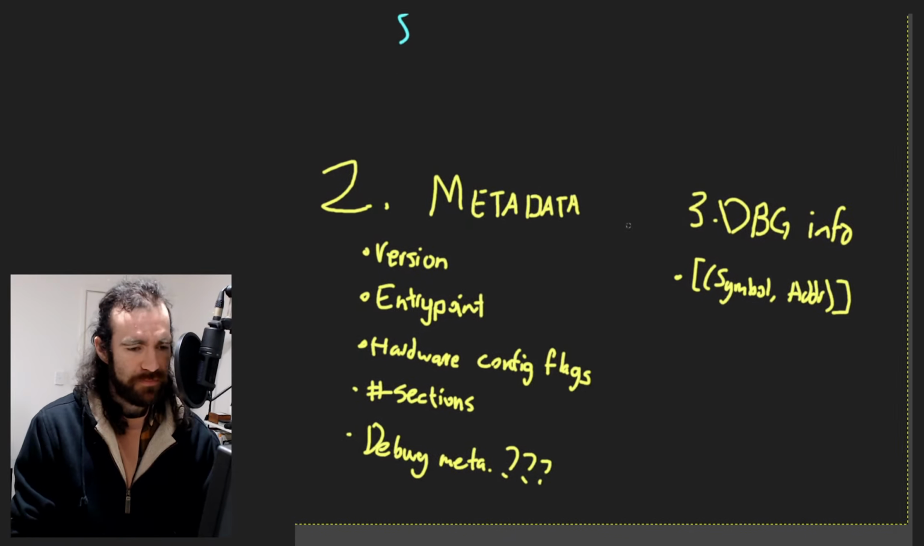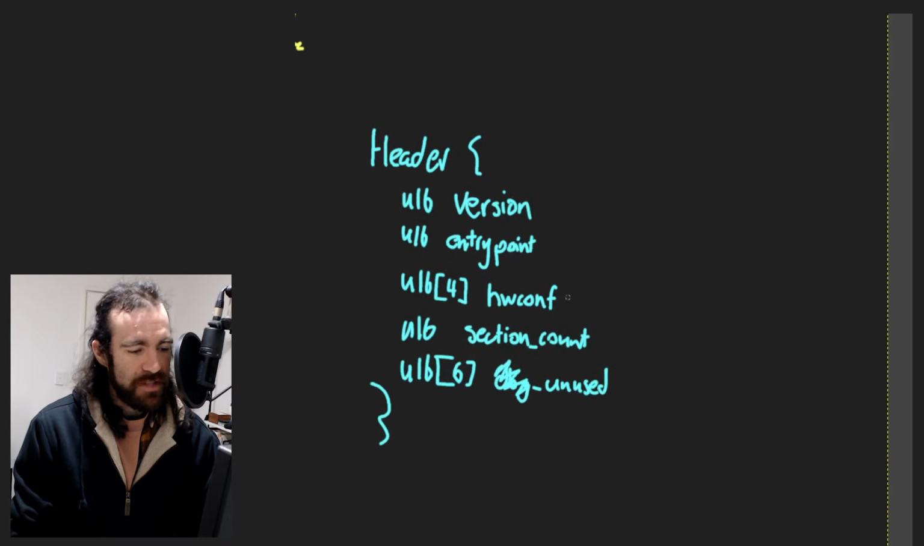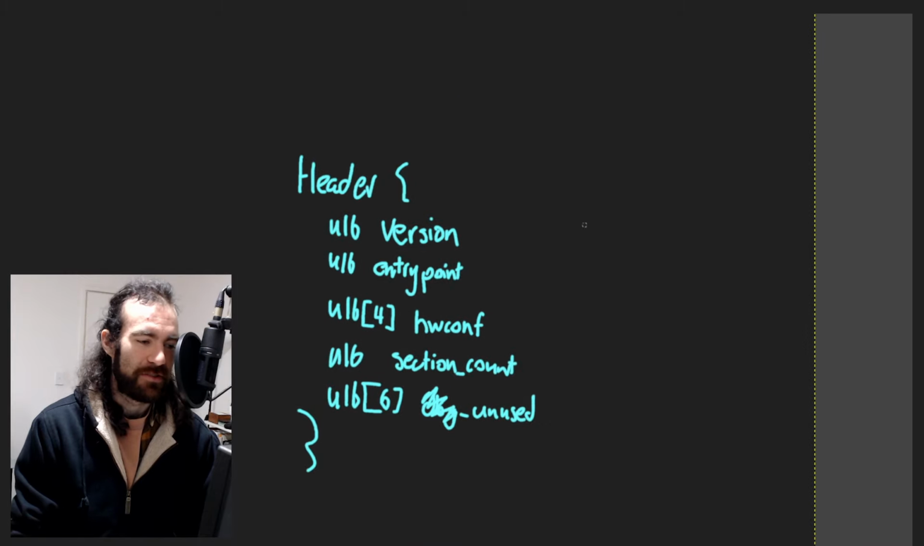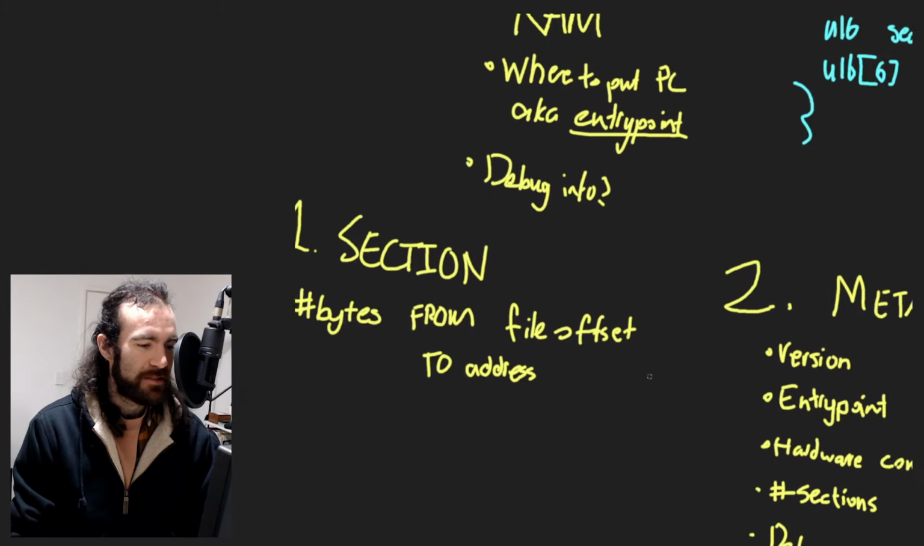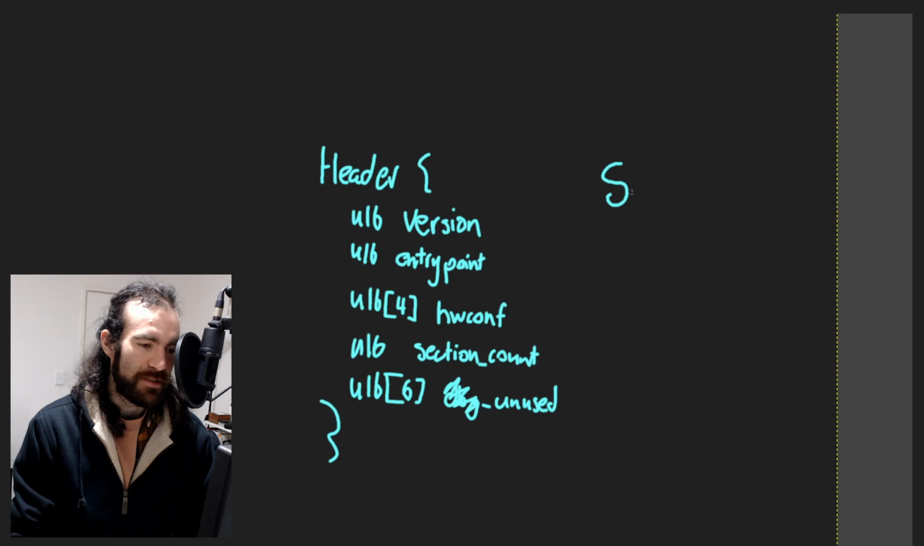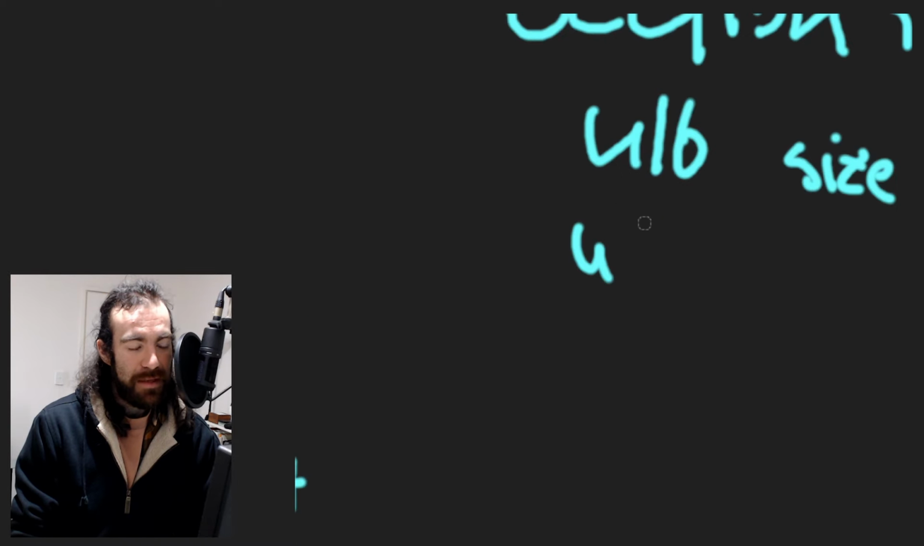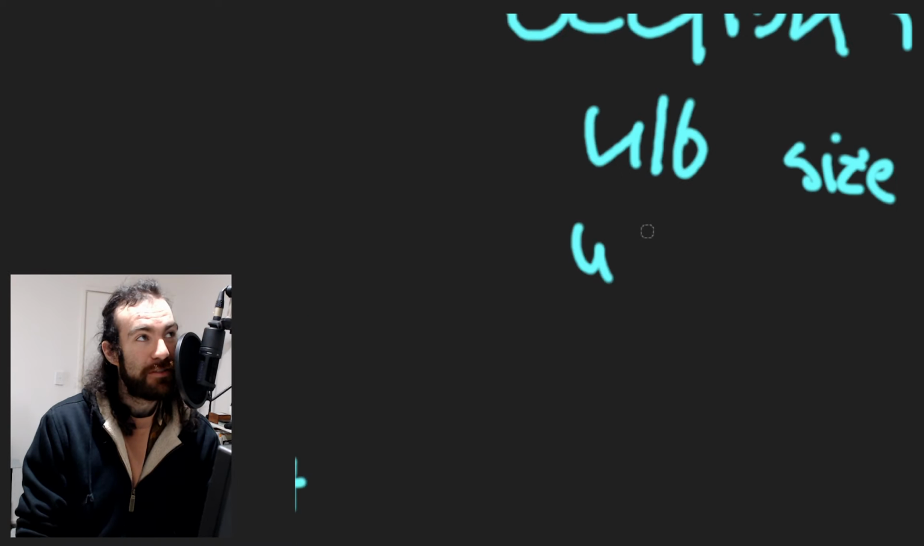Okay, so this does it. So sections, right? Immediately after the header, you have n sections. So this is good. A section is just 3 numbers, right? It's a U16 num bytes, or let's call it size. It's going to be maybe, do we want a U32? How big is this file going to be? Let's make it a U32.